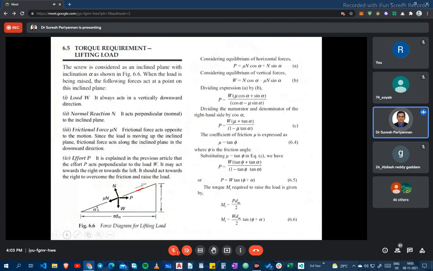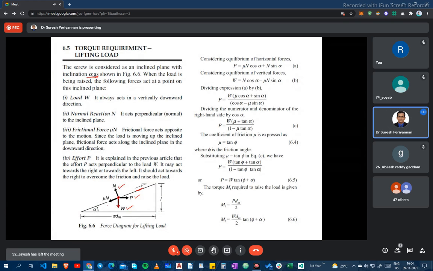Now see here, the inclined plane with the inclination angle alpha. When the load is being raised, the following forces act at a point on the inclined plane. We know the load is always in the vertically downward direction. This is the load we want to lift, W. This is P, where we apply the effective load to lift the weight. N is our normal reaction at the inclined plane.